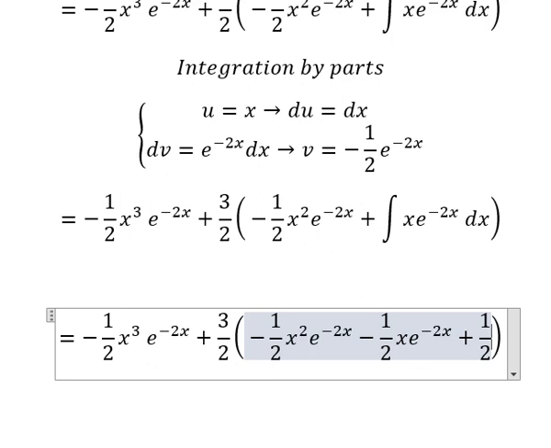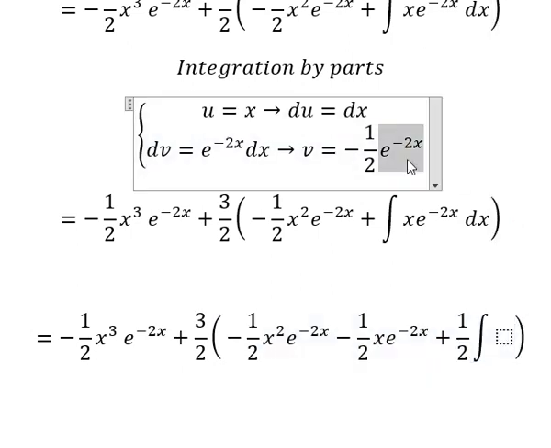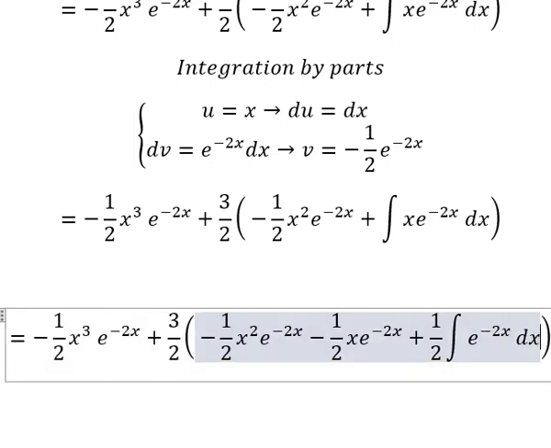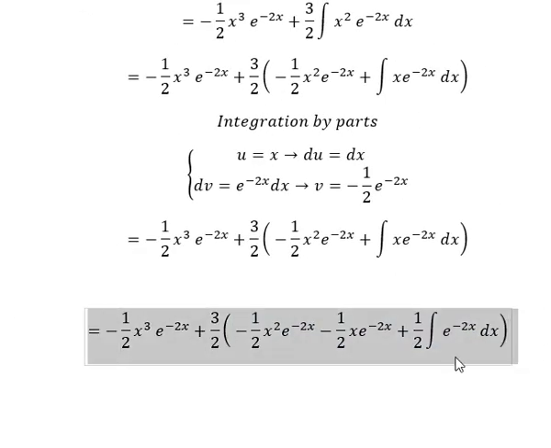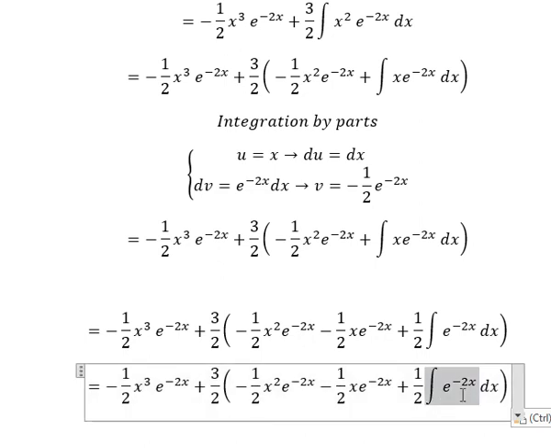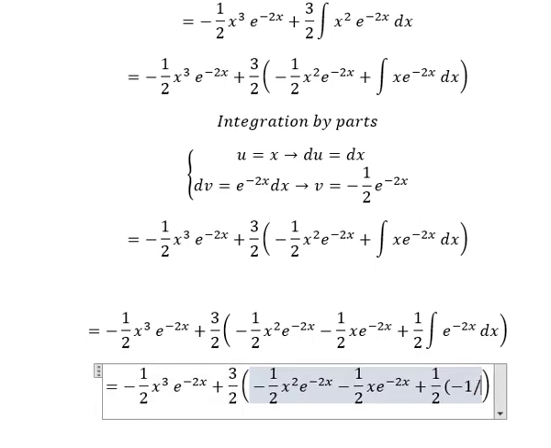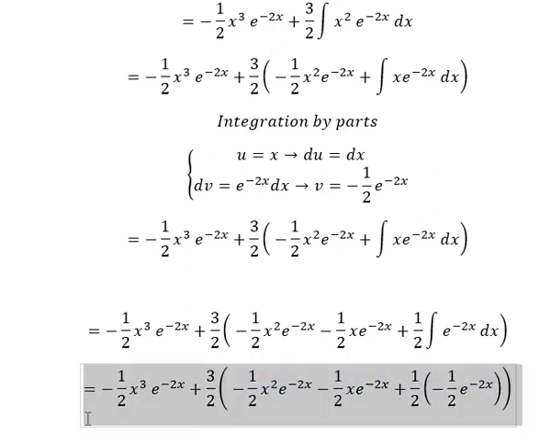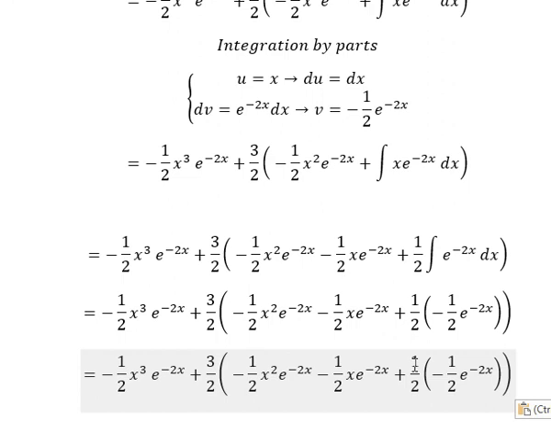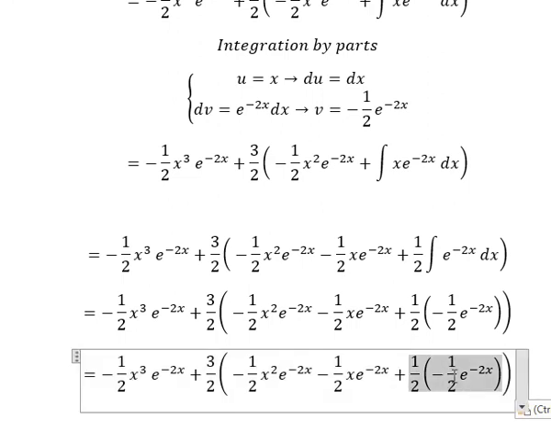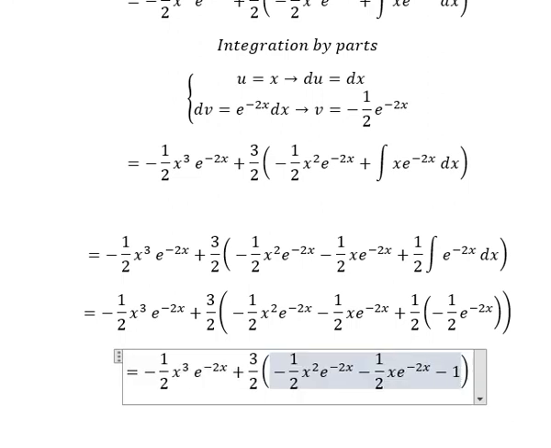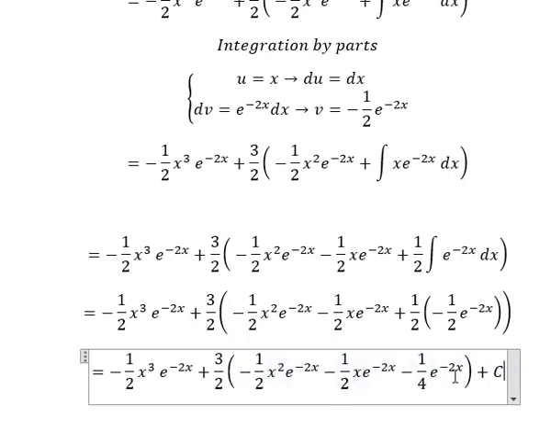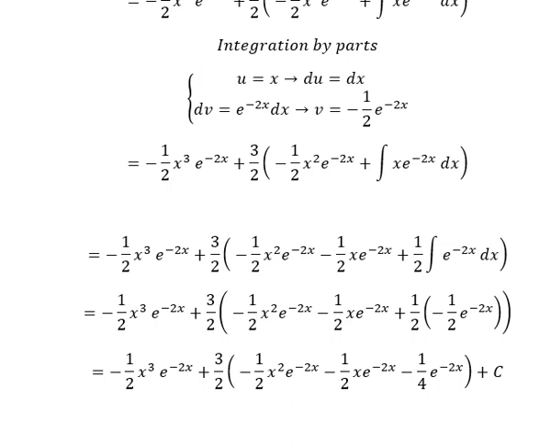And we have the integration of e to the power of negative 2s ds. And now the integration of this one, we have negative 1 over 2 e to the power of negative 2s. 1 over 2 multiplied by negative 1 over 2, we have negative 1 over 4 e to the power of negative 2s. And we put plus c in here. This is the end. Thank you for watching.